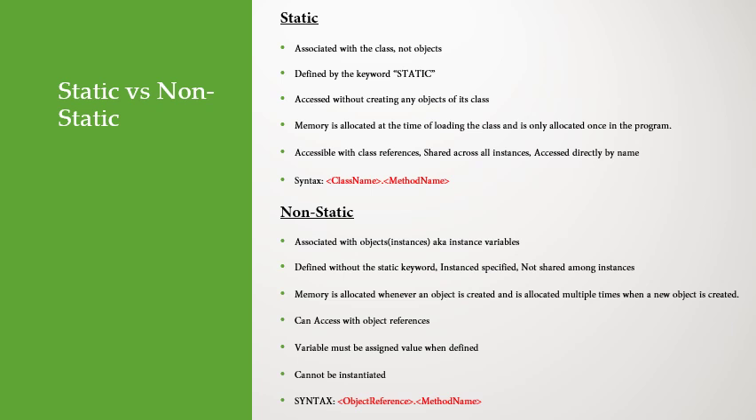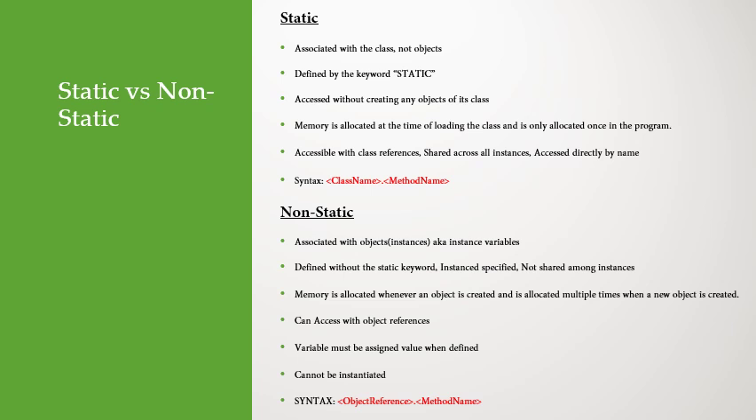It's also defined by the keyword static. You access it without creating any objects of its class. Memory is allocated at the time of loading the class and is only allocated once in the program. It's accessible with class references, shared across all instances, and accessed directly by name. The syntax for it, as you can see here, is with the angle brackets, class name, dot, method name with the brackets as well. For non-static, it's associated with objects or instances.